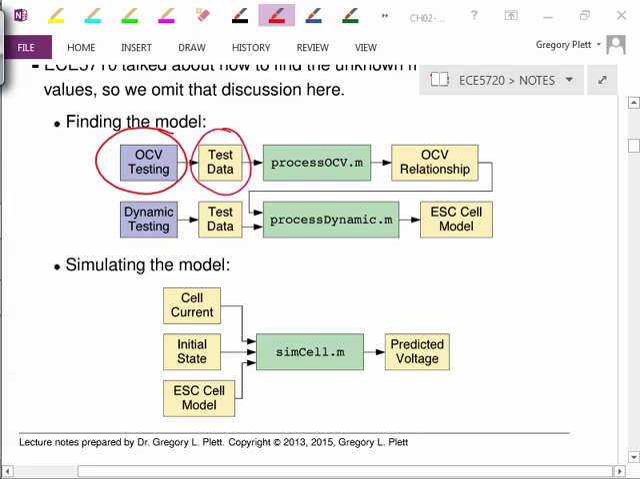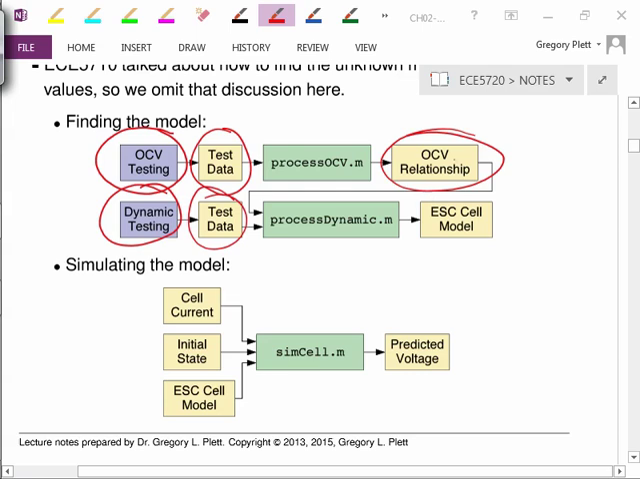And from that test data, essentially, we find a discharge voltage versus SOC and a charge voltage versus SOC, and we average them together, essentially, to get an open circuit voltage relationship for this cell, which is OCV as a function of state of charge. We also do some dynamic testing where we exercise this cell with very active current versus time profiles, and that gives us more test data.